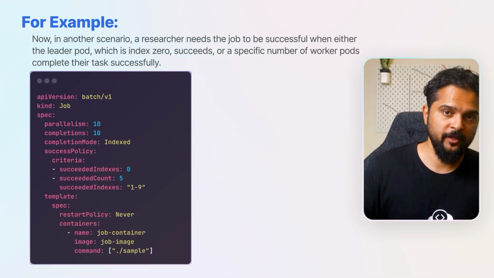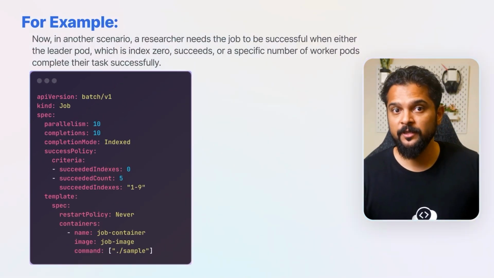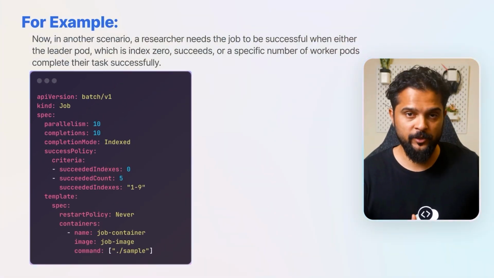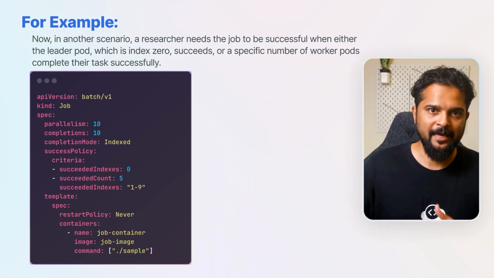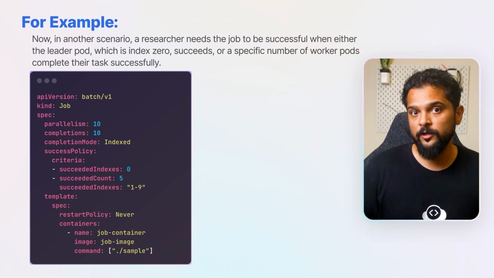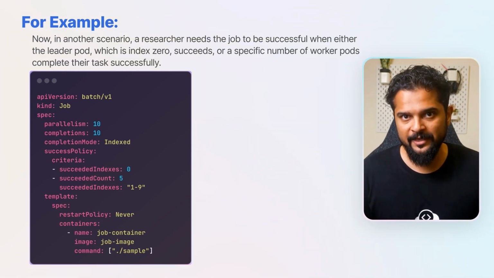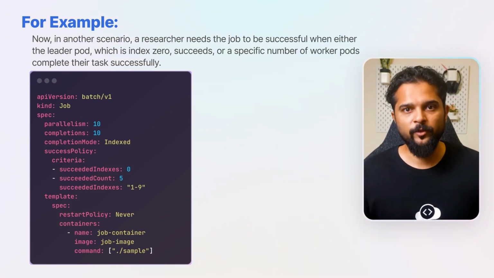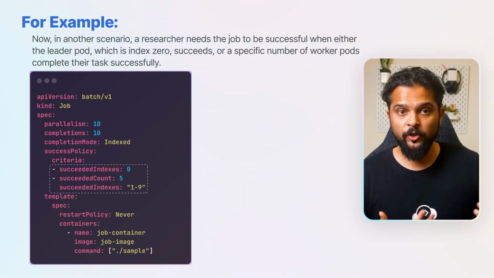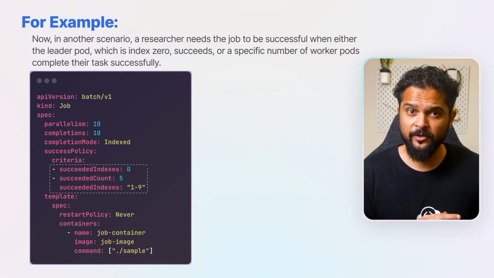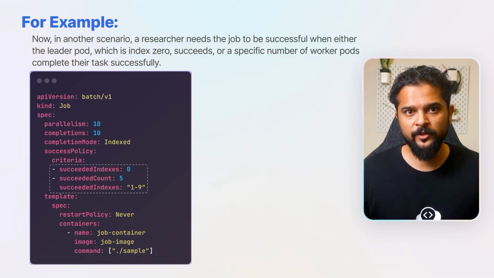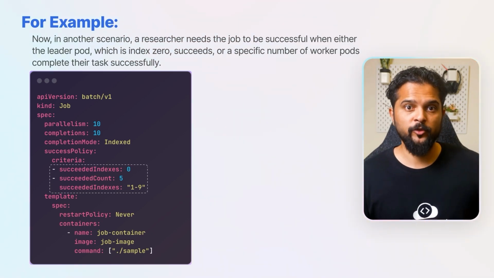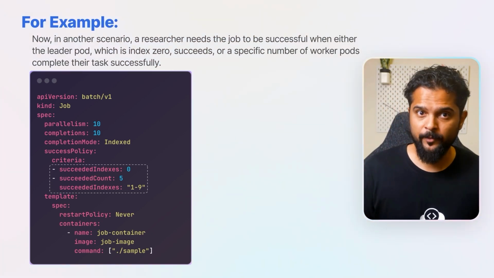Now, in another scenario, a researcher needs the job to be successful when either the leader pod, which is index 0, succeeds, or a specific number of worker pods complete their task successfully. And this setup acknowledges the critical role of the leader index and the additional flexibility with worker indexes. In this example, the job is considered successful if either the leader pod at index 0 or any 5 of the worker pods indexed from 1 to 9 succeed, and this allows the job to conclude efficiently once critical computations are completed.